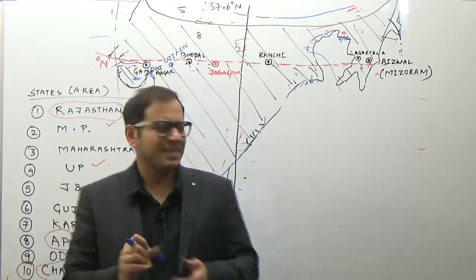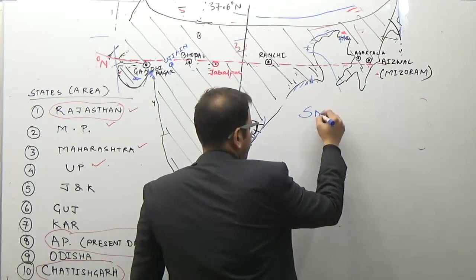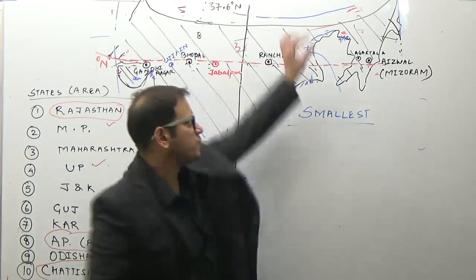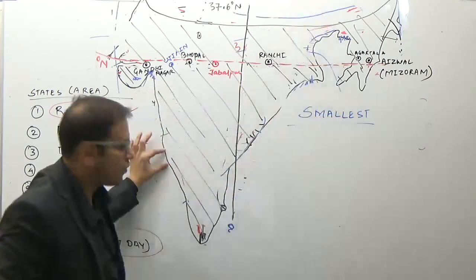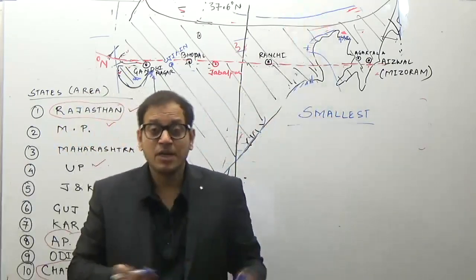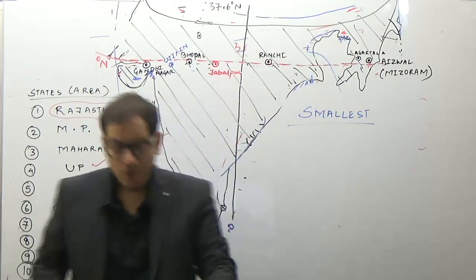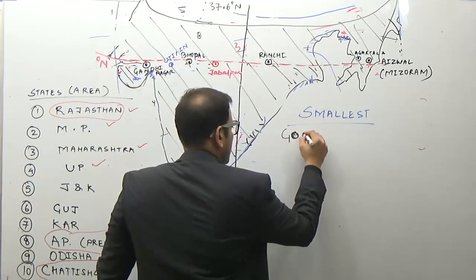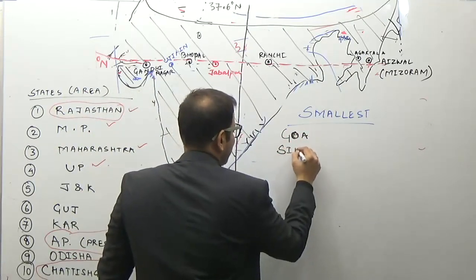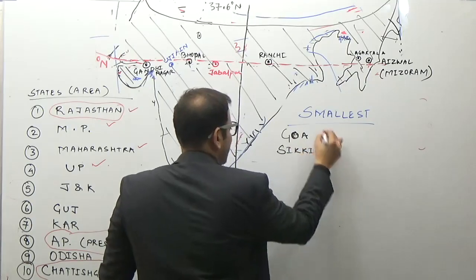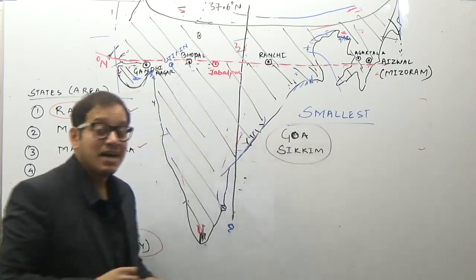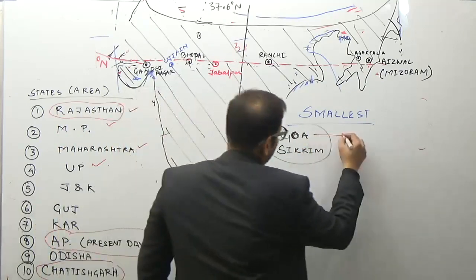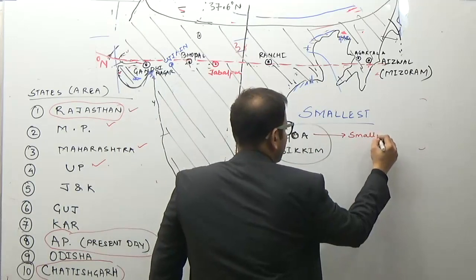Which is the smallest state in India? Is it the state of Sikkim? Yeah, is it the state of Goa? Which is the smallest, Sikkim or Goa? Goa is the smallest state in India. And after that Sikkim is the next smallest state in India. So Goa and Sikkim, these are the 2 smallest states. Goa is the smallest, and after that it is Sikkim.